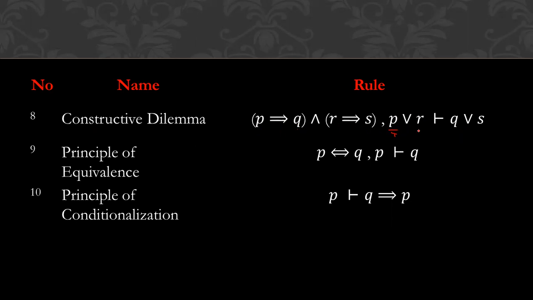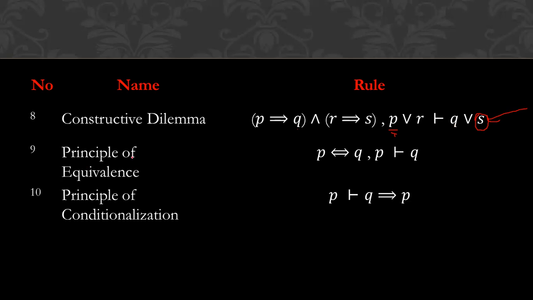If Q is true, whatever the truth value of S here is, Q or S will become a true statement, so in this case this is valid. But if we assume that R is true here, and R implies S is true, if we consider R is true, S must be true. So whatever the truth value of Q here is, because S is true, Q or S will become true, so this is a valid argument.